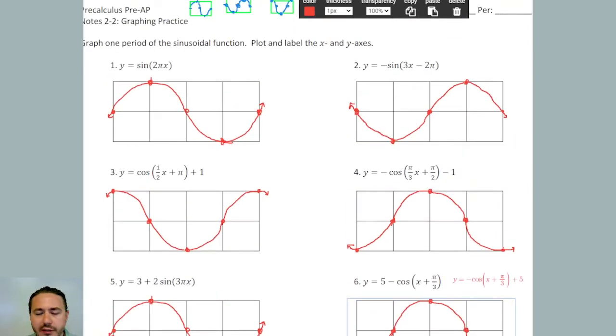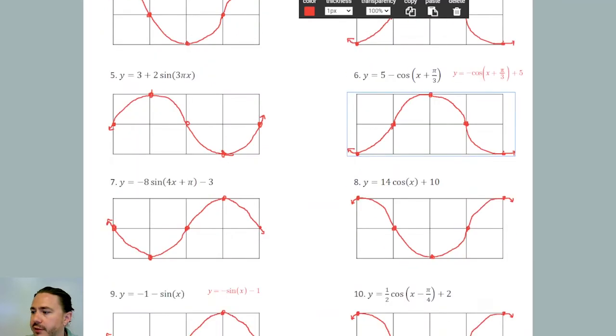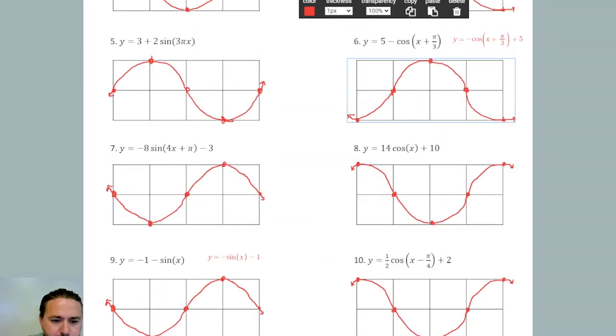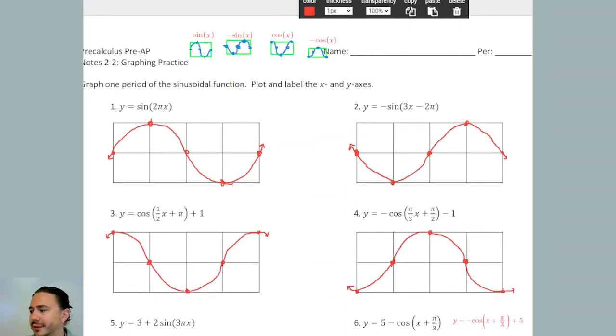You can take a screen grab if you want. There's 1 through 4. Here is 5 through 8, and then 9 and 10. So all the curves are done. Now what we're going to do is go through each of the 4 characteristics and use those to help us plot the graph. So let's start with the vertical shift.